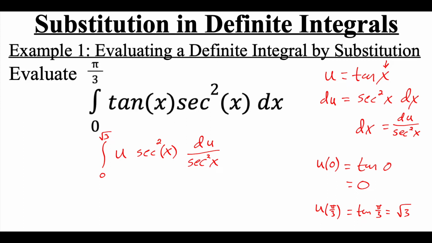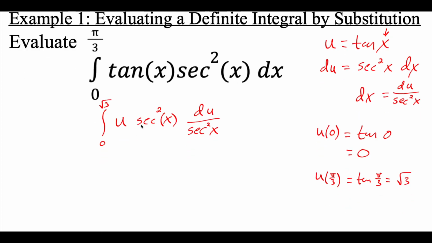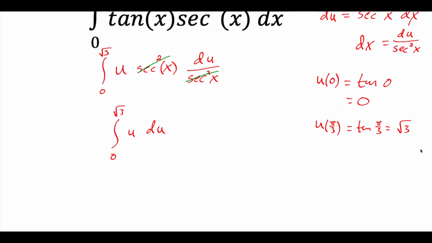Now there is some simplification that needs to happen in here before we can get ready to do the actual antiderivative. So I notice that we've got this secant squared right here, and we've got this divided by secant squared. So those are going to cancel each other out. So now we've got the integral from 0 to the square root of 3 of u du. And now we're ready to do the antiderivative, the integral. So this is going to be anti-power rule. There's really a first power on this u. So we're going to take that u, add 1 to the power, and then divide by that new power.